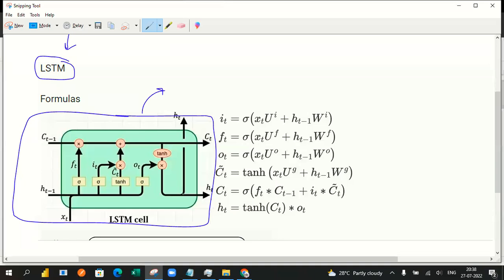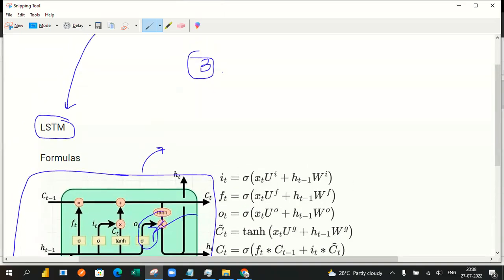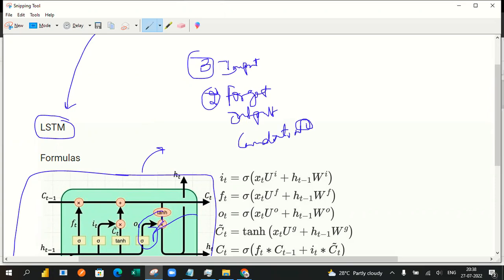If you understand how every cell works, there are different gates: something called the input gate, the second gate called the forget gate, the output gate, and also the candidate gate, which I can call the memory gate or candidate gate. It is an intermediate gate, not between the original gates. These are the outer gates, and these are the intermediate gate.